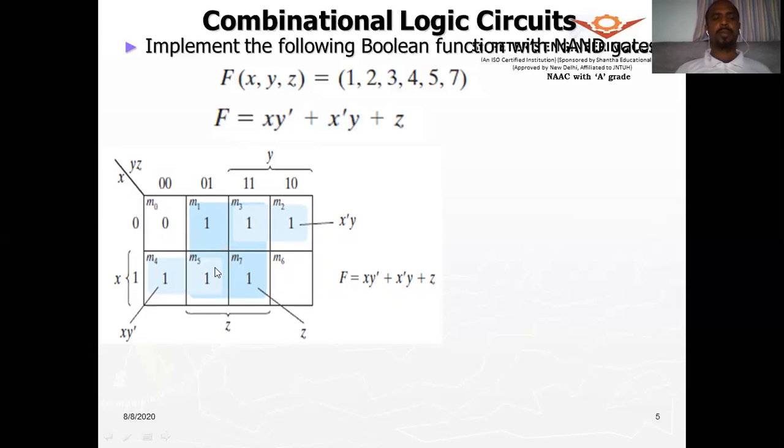Okay, so we have one group. So now we have joined these 4. So when we join 4, 2 literals will be eliminated. So therefore you get the z term. When we have joined these two, 1 literal will be eliminated. So whichever is changing its state, see, y is remaining the same, 0 to 0, whereas z changes from 0 to 1. So z will be eliminated. So what you have here is x, y complement. Similarly, when you group this, you have x complement y. So that is the function we have got.